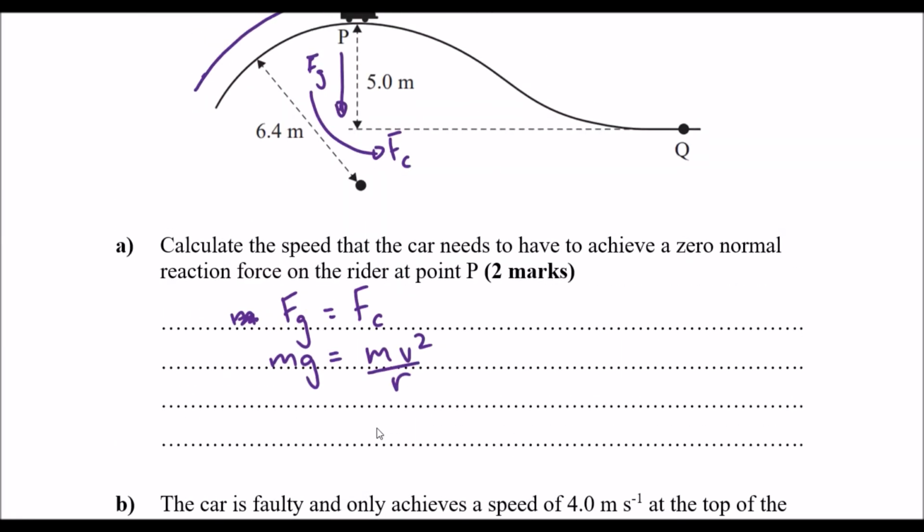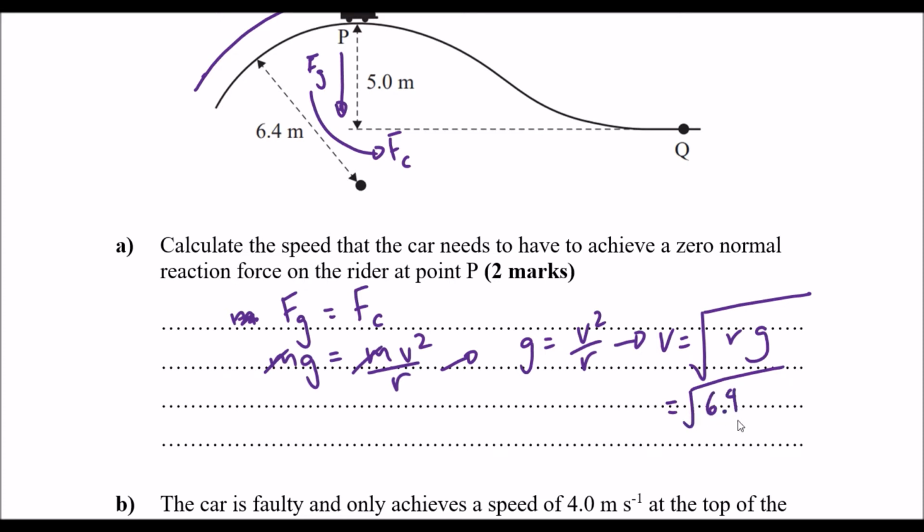I can then rearrange the formula to look like this. g equals v squared over r, because I've essentially cancelled out my masses since they divide each other. I want to find velocity, so it becomes v equals the square root of rg. So r in this case is 6.4 meters. Acceleration due to gravity is 9.8.